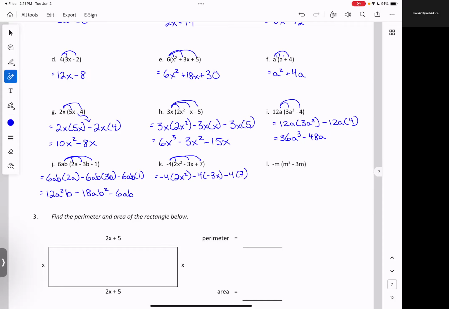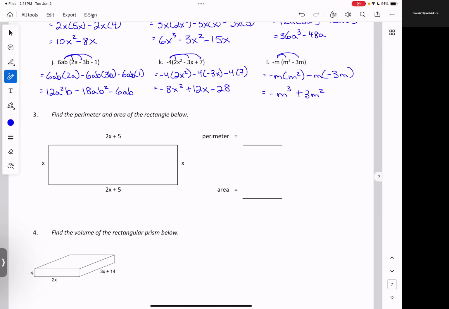minus 28. And last one for this section, so we're going to have negative m times m squared minus negative m, or we'll think of it as negative m times negative 3m. That's usually how I think of those. And so you get negative m to the power of 3 plus, because you've got a negative times a negative, so plus 3m squared.